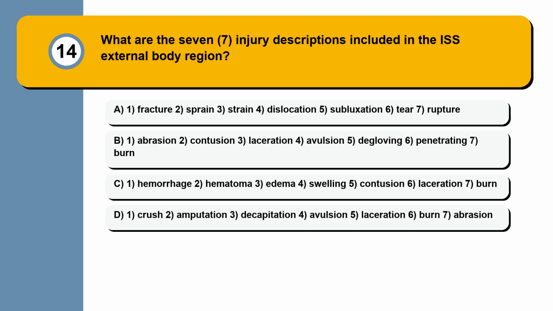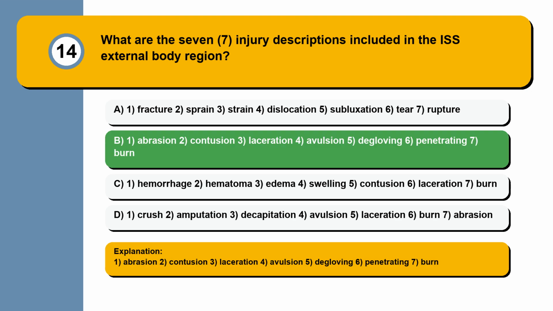1. Hemorrhage 2, hematoma 3, edema 4, swelling 5, contusion 6, laceration 7, burn. 1. Crush 2, amputation 3, decapitation 4, avulsion 5, laceration 6, burn 7, abrasion. 1. Abrasion 2, contusion 3, laceration 4, avulsion 5, degloving 6, penetrating 7, burn.